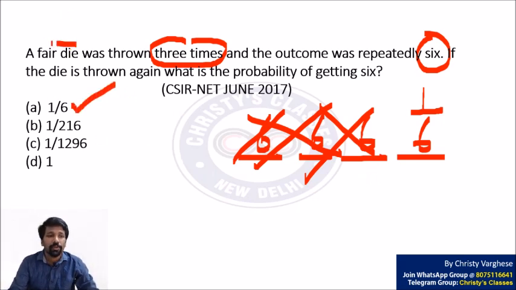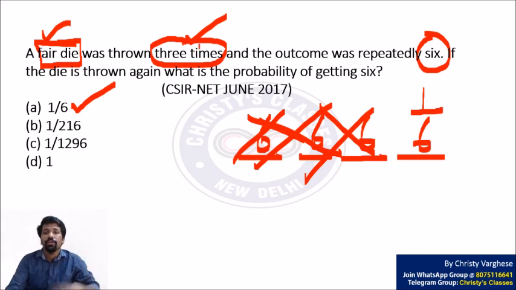Again, this is also an unbiased, fair die. Fair and unbiased are the same. That means 6 has no special extra chance. Then why did 3 sixes happen? That is just a coincidence. 3 times 6 occurring does not guarantee 6 the next time, and does not add even a 0.1 probability extra to the natural probability. So 1 by 6 only is the answer.